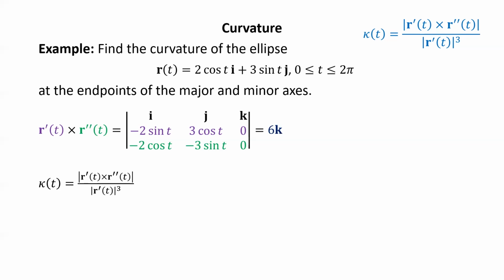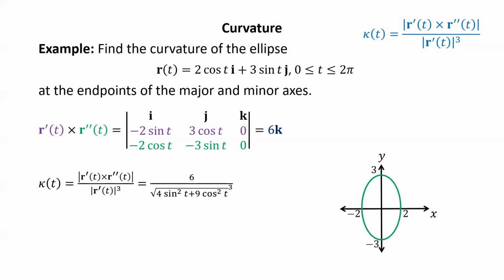So now let's compute the curvature. On top, the length of 6k is just 6. And on the bottom, we get the square root of 4 sine squared t plus 9 cosine squared t, cubed. To compute that, we use the middle row, the purple row, of that determinant there. Notice that in this case, the curvature is not constant. It depends on t.